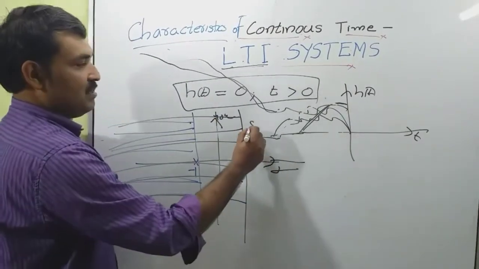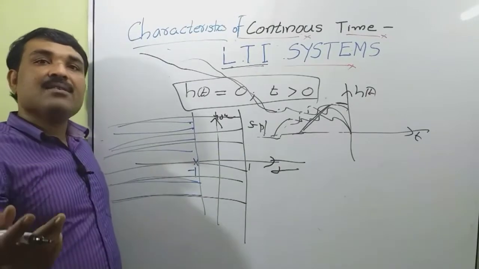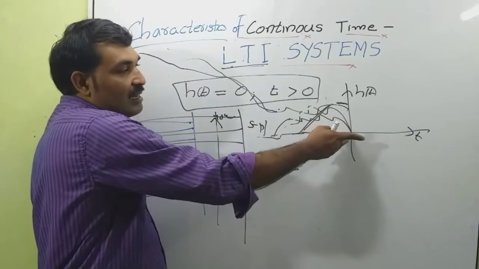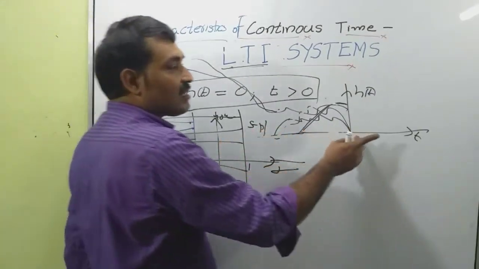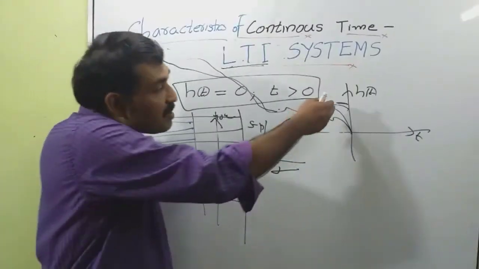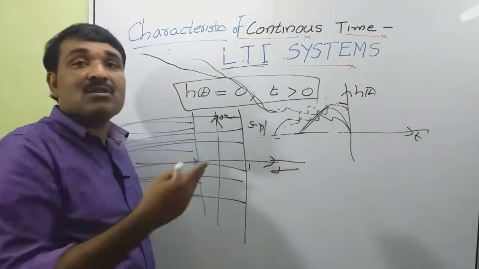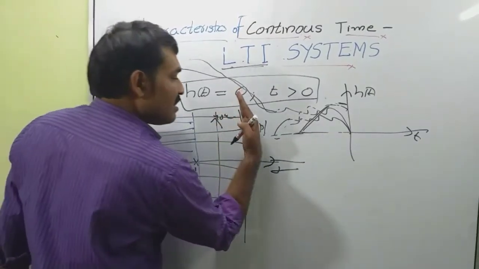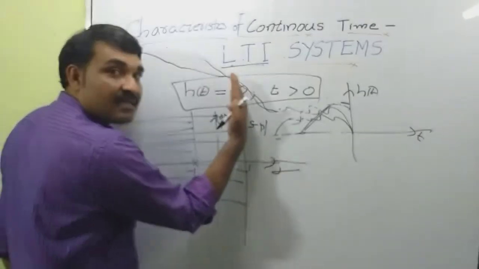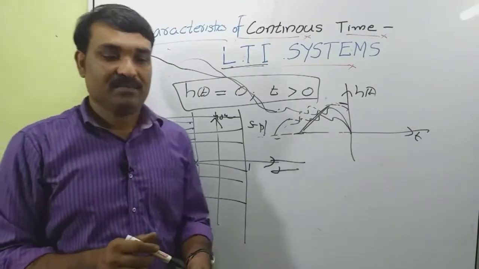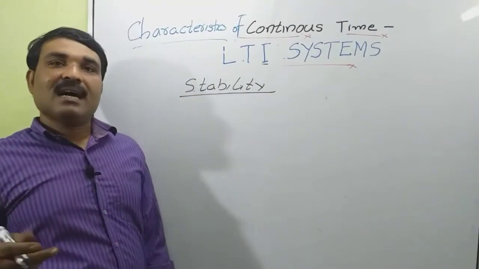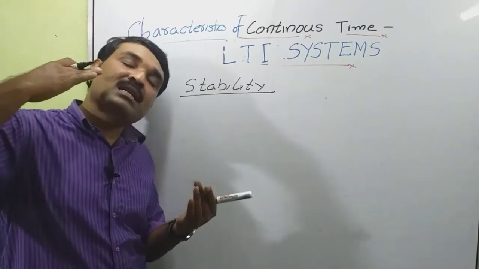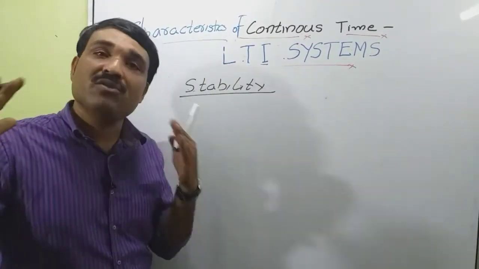So for an anti-causal signal, the impulse response exists only for t less than 0, and for t greater than 0, the impulse response is equal to 0. If the impulse response tends to 0 as t tends to infinity, then the system is said to be stable. And the region of convergence is towards the LHS of the S-plane. Okay. Next is stability. As we already said, a system is said to be stable if the impulse response tends to 0 as t tends to infinity.